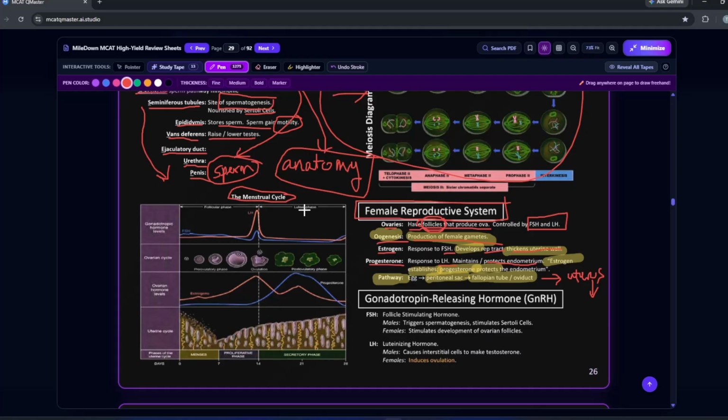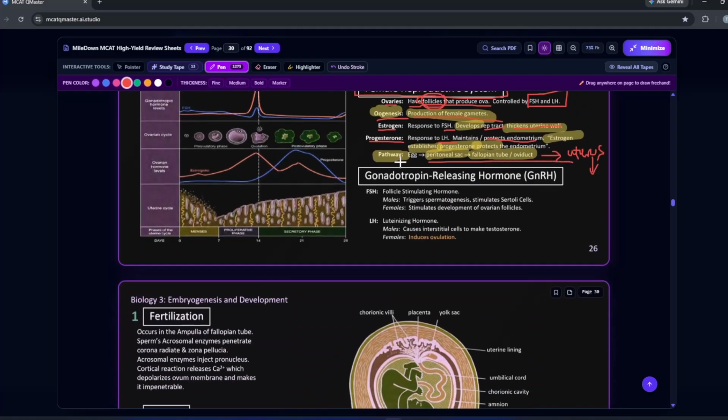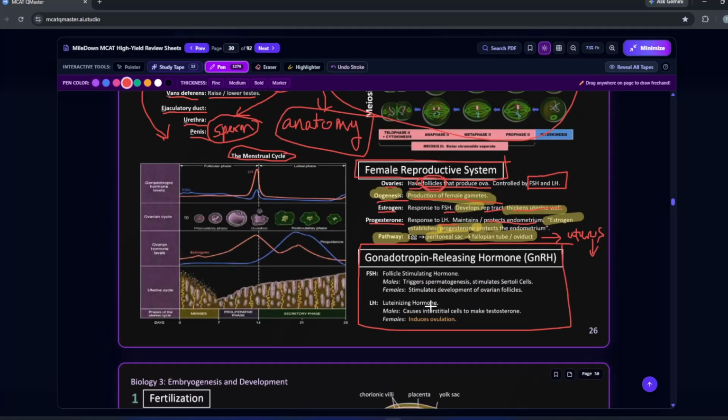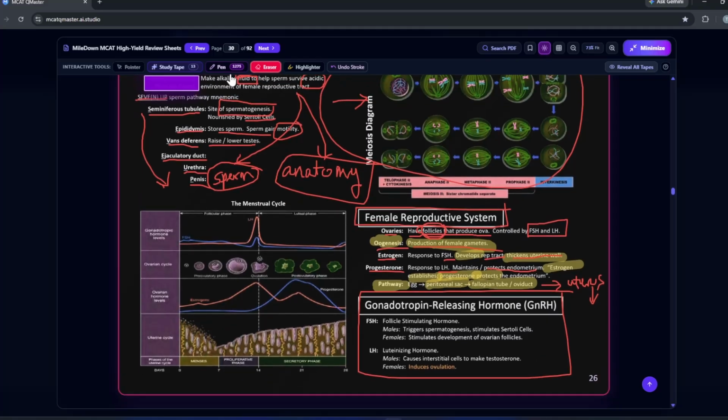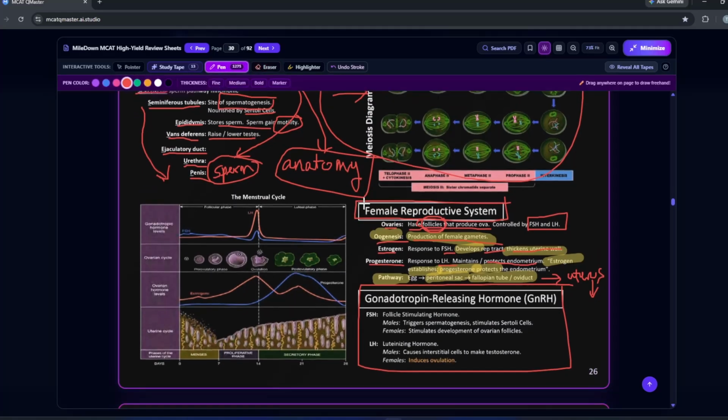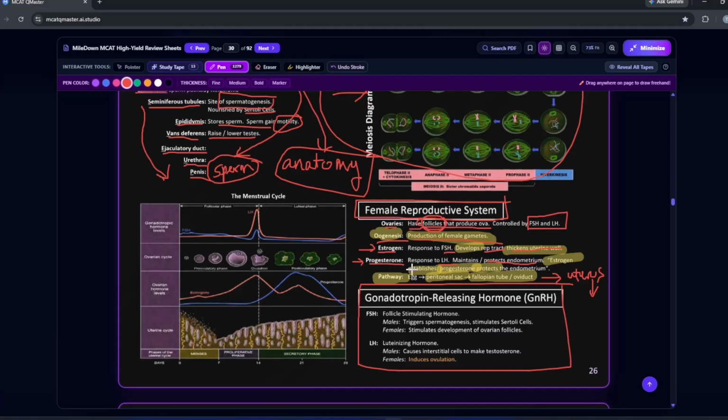Okay, let's go into the menstrual cycle and also GnRH. I will review GnRH as well just now, and then when I start to teach the menstrual cycle really quickly in the next few minutes, it'll be really clear about the hormones that I just mentioned. So estrogen, progesterone, FSH, LH, it'll become a lot clearer in a second.